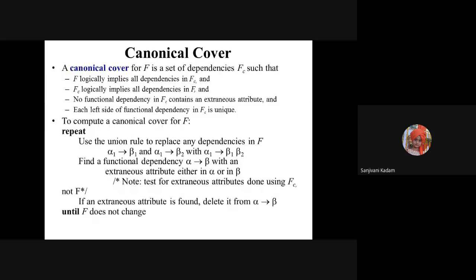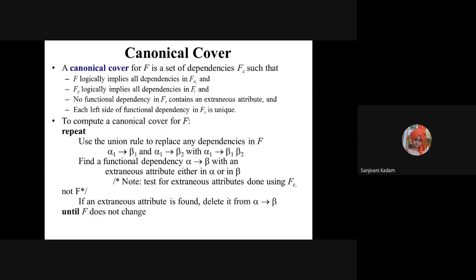Repeat: use the union rule to replace any functional dependencies in F. If we have alpha 1 gives beta 1 and alpha 1 gives beta 2, then we can apply the rule alpha 1 gives beta 1 beta 2. So union on the right hand side is done as the left hand side is matching. Beta 1 and beta 2 will be combined, that is union.